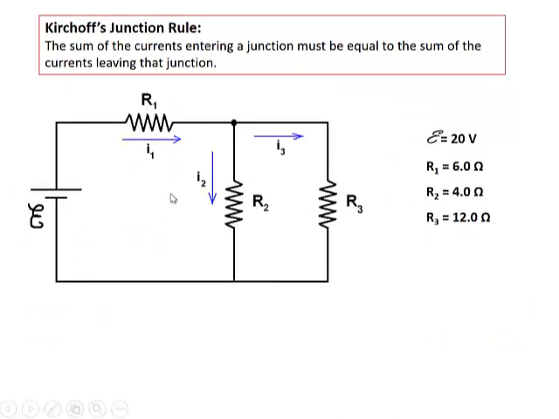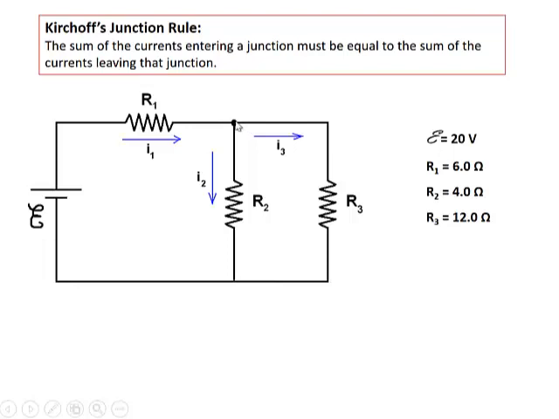The junction rule. The junction rule just makes sense. The first one, the loop rule, is the law of conservation of energy. The junction rule is the law of conservation of charge. What it says is all the current going into a junction must equal all the current coming out of the junction. So looking at this little junction right here.